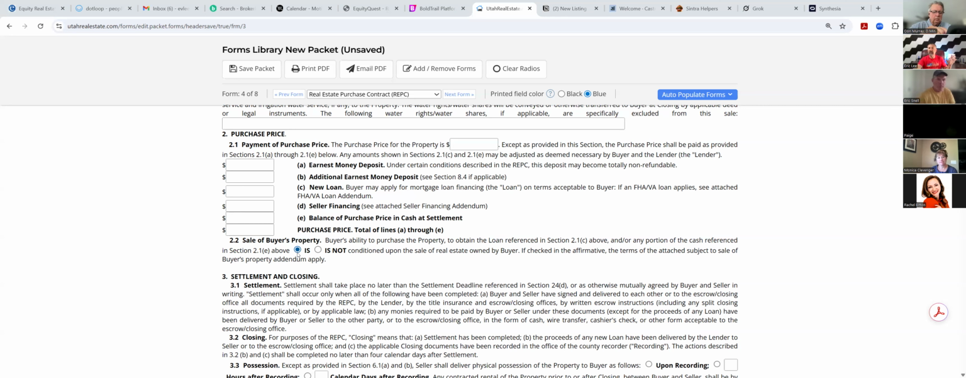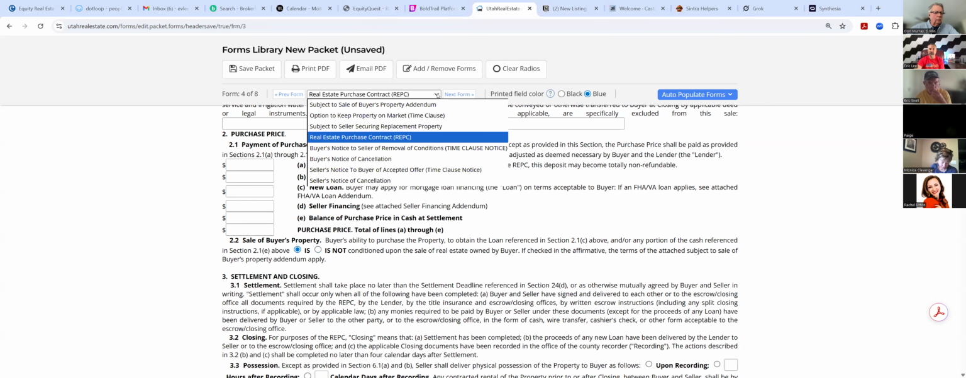Otherwise, if you're not willing to do that, then again, negotiating in good faith says that, yeah, we do need to sell this other property before we're willing to close on this. So that's where the sell of buyer's property comes into play. We can't lie on that. We can't cheat on that. We need to negotiate in good faith.